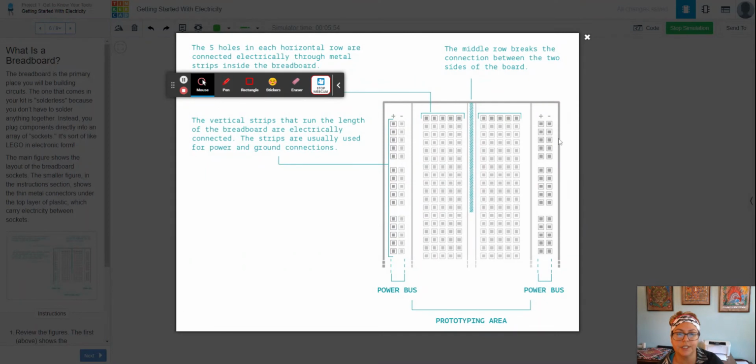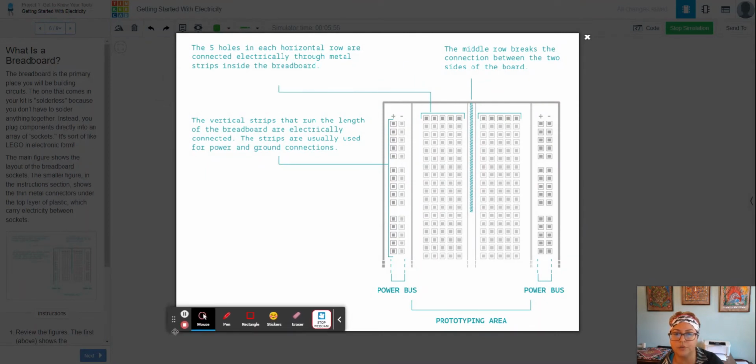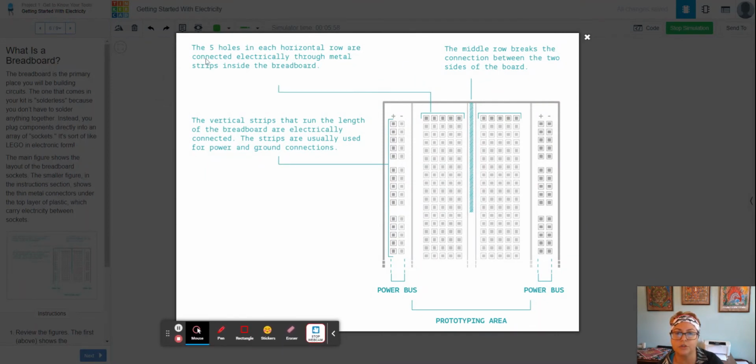Right here, you're going to see an example of a breadboard. The 5 holes in each horizontal row are connected electrically through metal strips on the breadboard, okay? These 5 holes right here. The vertical strips run the length of the breadboard. They are electrically connected. The strips are usually used for power and ground connections, okay? And the middle row breaks the connection between the two sides of the board, okay? So that means that this allows this side and this side not to be connected, okay? But that is basically what you're going to use.